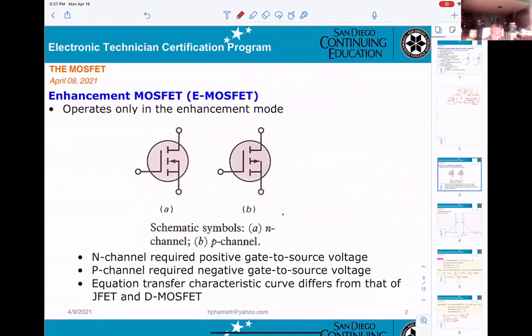Okay, so for the MOSFET, E MOSFET operates in the enhancement mode. The schematic is telling you that there will be N channel and P channel. N channel requires positive gate-to-source voltage, and P channel requires negative gate-to-source voltage. The equation for the transfer characteristic differs from that of the JFET and the D MOSFET.